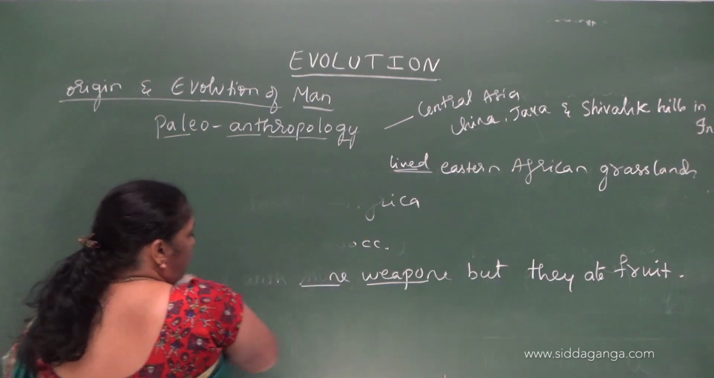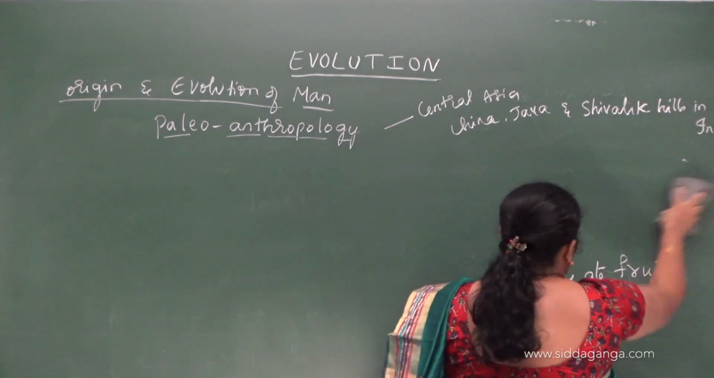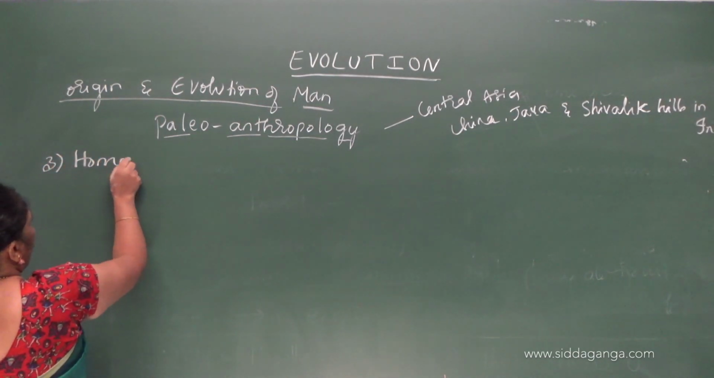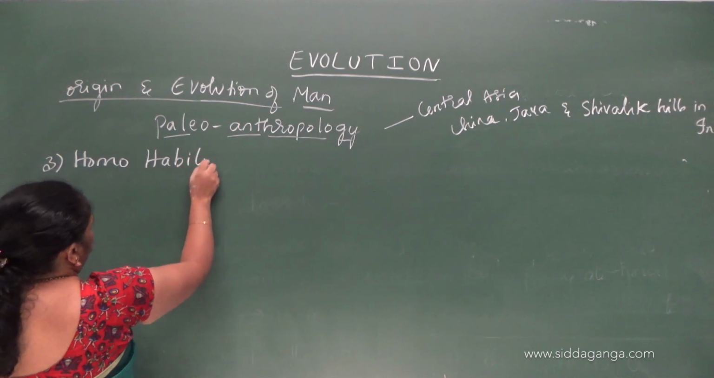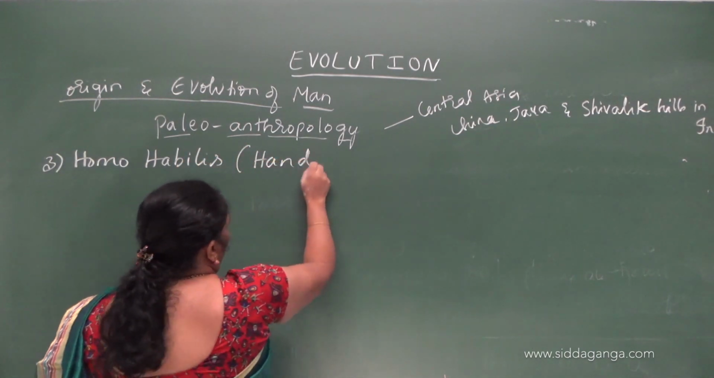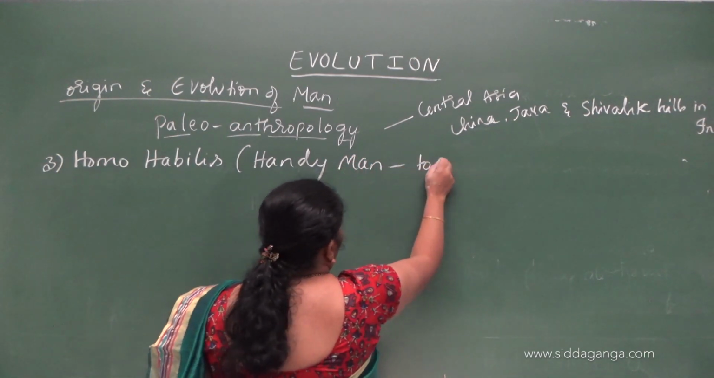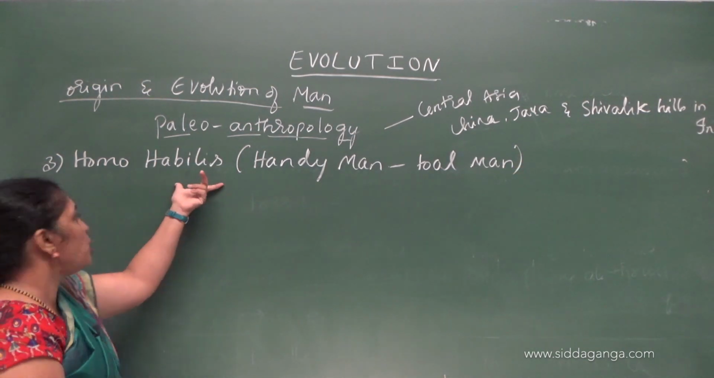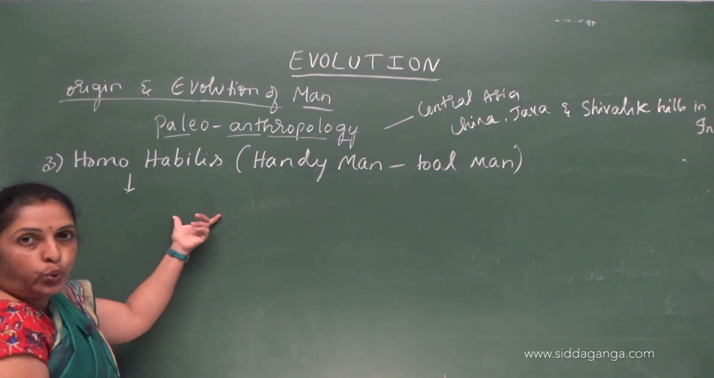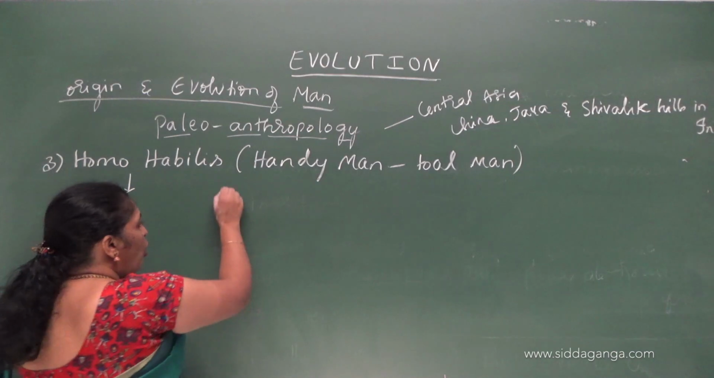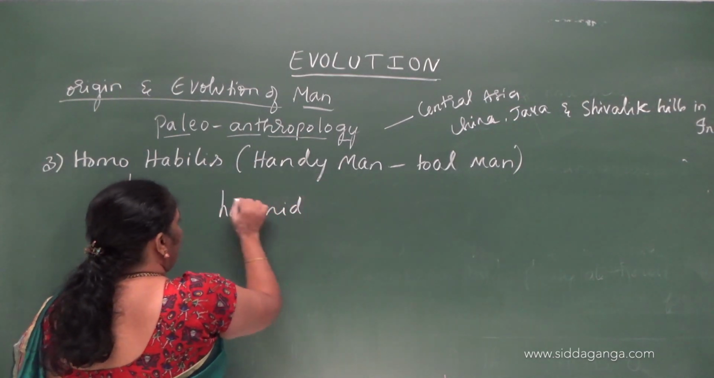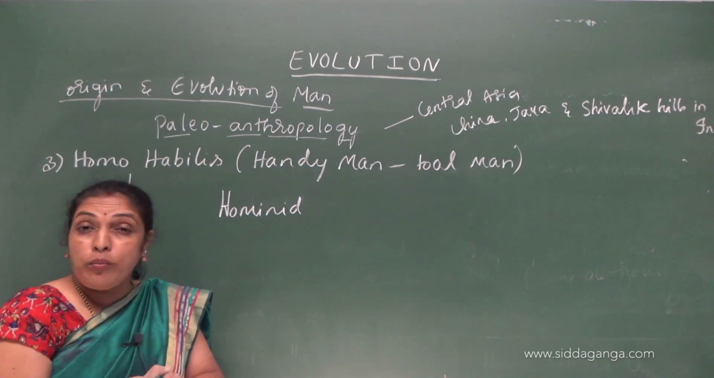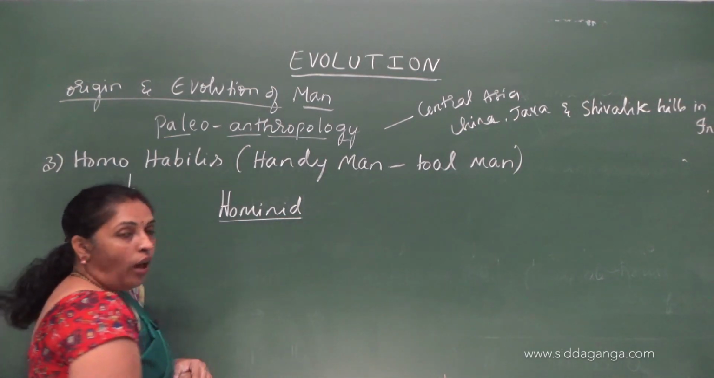The next stage in human evolution is Homo habilis. Handy man or tool man. This was the first stage which resembles human beings, called hominid. So they are called hominid or Homo habilis.